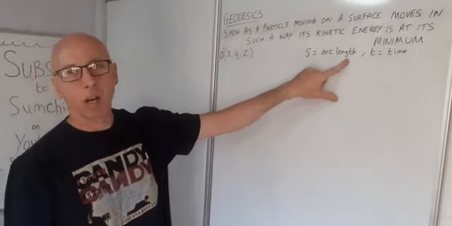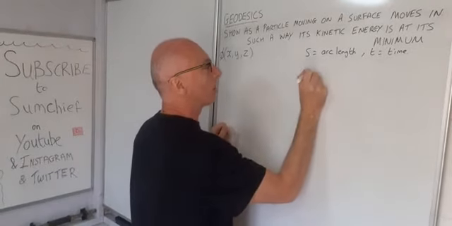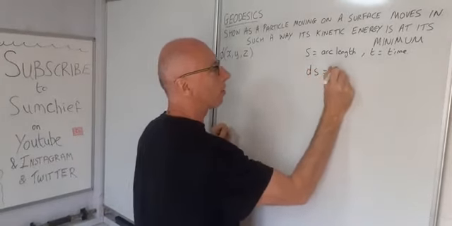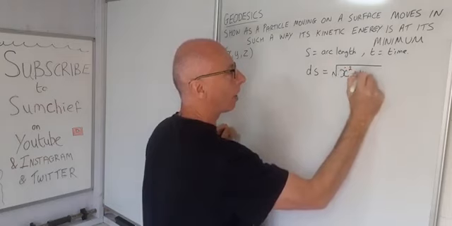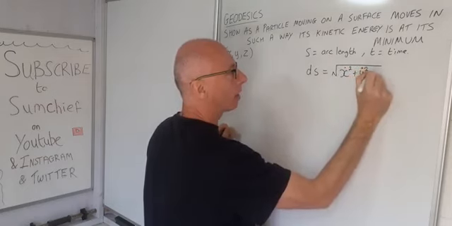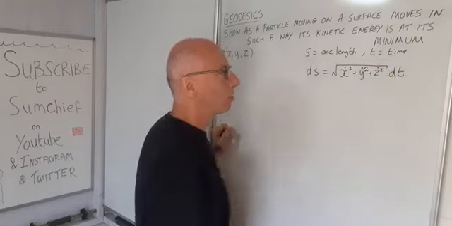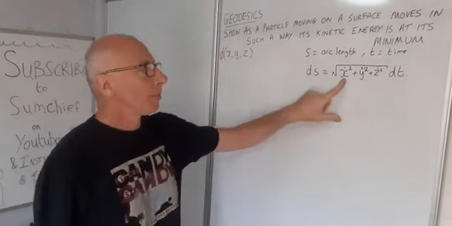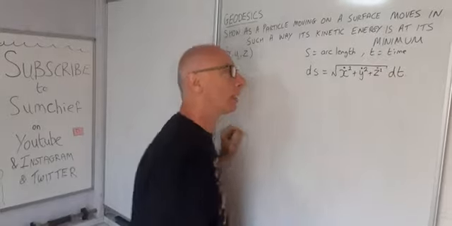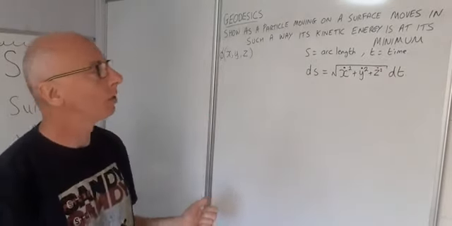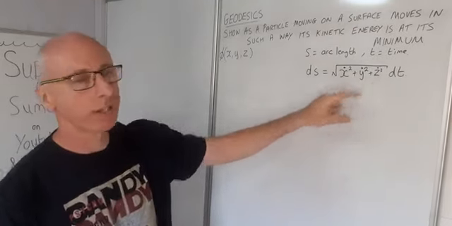Okay, so for the arc length, to know the arc length at any particular time, we need ds, so that's the derivative with respect to s, equals x dot squared plus y dot squared plus z dot squared, and that's with respect to time, so that's any time. Now we've got some notation here, z dot, x dot and y dot. Now if you've not come across that before, don't panic too much. It just means it's a parametric derivative of x, y and z.